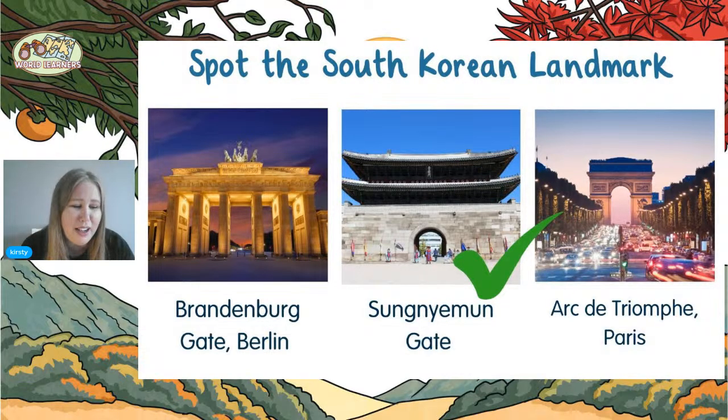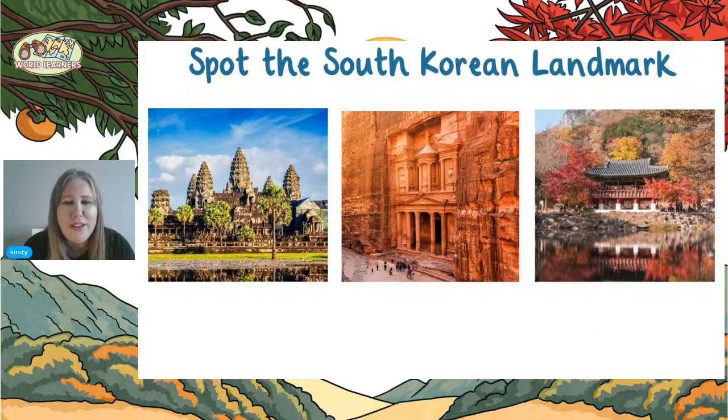Yes, well done. The Sungnimun Gate, to practice my pronunciation, is in South Korea. Then we've got the Brandenburg Gate in Berlin. You were spot on. A couple of you said that. And the Arc de Triomphe in Paris was the other one. Right then. We've got one more.